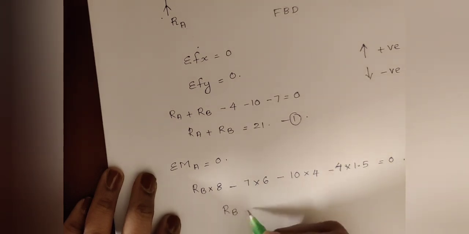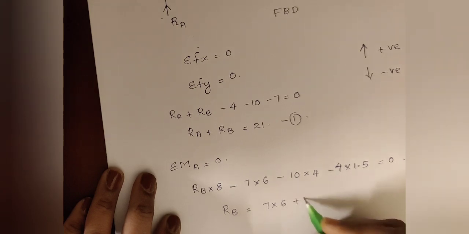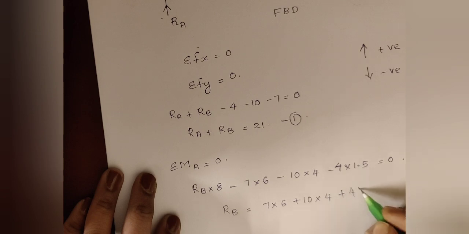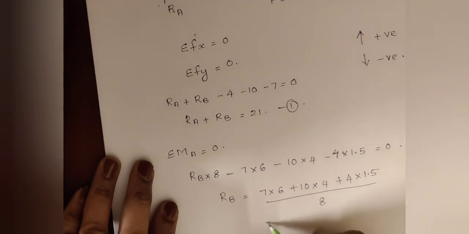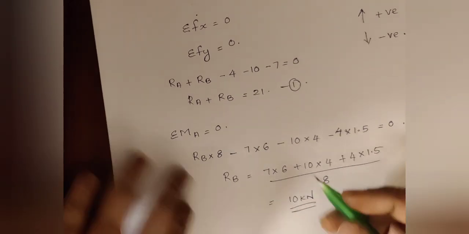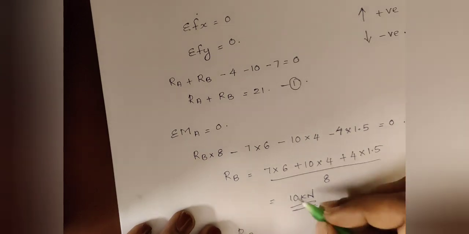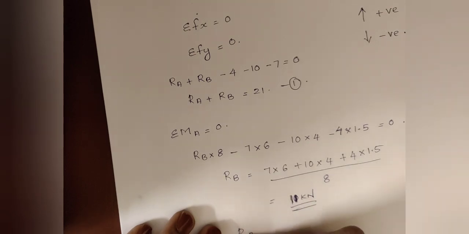So you will get the value for Rb as 7 into 6 plus 10 into 4 plus 4 into 1.5 divided by 8. So Rb is equal to 11 kilonewton. And from the first equation you will get the value for Ra as 10 kilonewton.